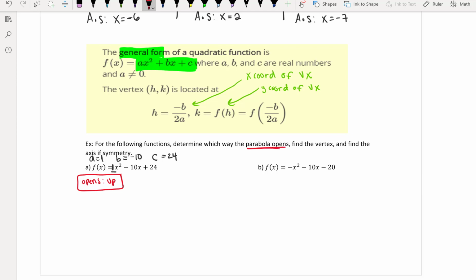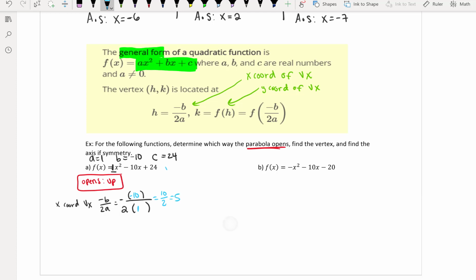Which way does it open? It opens up. Okay. Now, the second thing that it wants is the vertex. So to find the x coordinate of the vertex, I use -b over 2a. So negative, plug in my b value, and 2 on the bottom, and plug in my a value. Here, that b value is -10, and my a value is +1. So I actually have +10 divided by 2, which is 5.